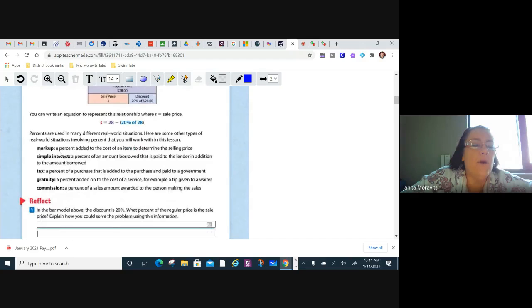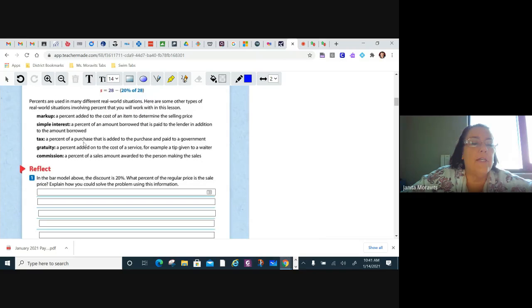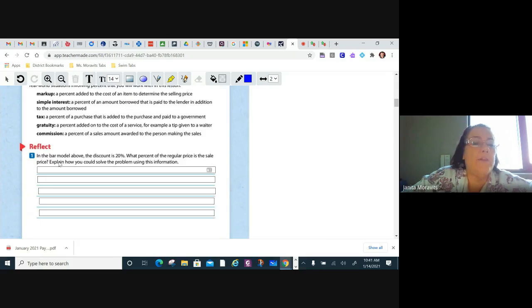Right here, these words need to be put into your composition book for definitions. We have markup, a percent added to the cost of an item to determine the selling price; simple interest, the percent of an amount borrowed that is paid to the lender in addition to the amount borrowed; tax, a percent of a purchase that is added to the purchase and paid to the government; gratuity, that's when you go to a restaurant and you give a tip or something like that. It's a percent added to the cost of a service. Commission, the percent of sales awarded to the person making the sale. When people work in clothing stores or they sell cars, they get a commission off of what they sell.